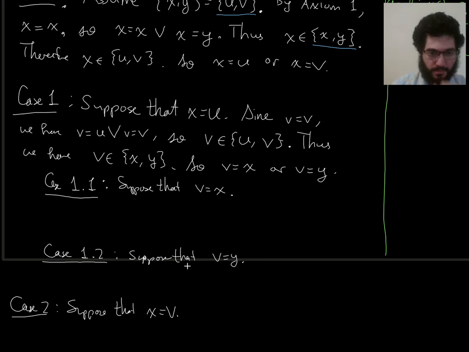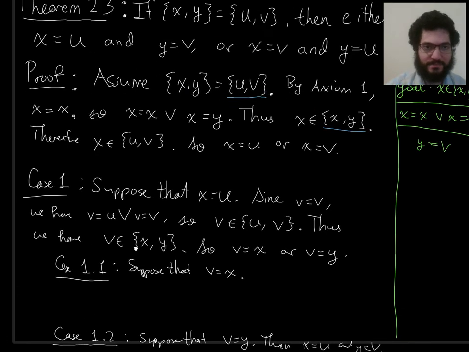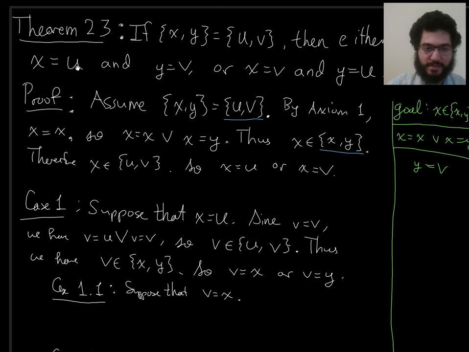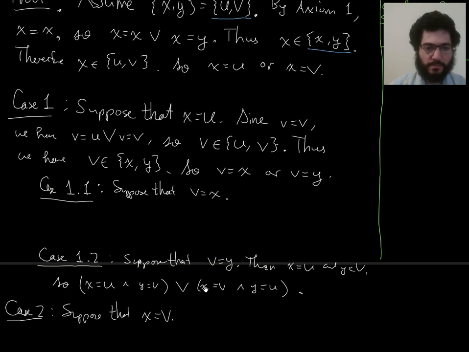So let me end the easy branch here. If v equals y, then x equals u and y equals v. So we have x equals u and y equals v, or x equals v and y equals u. We have this or because we have the left side of it. Remember, our goal is to reach victory in every case. So here we have reached victory. This is what we are trying to prove: x equals u and y equals v, or x equals v and y equals u. I've just written it symbolically here, is all. Okay, so case 1.2 is done.